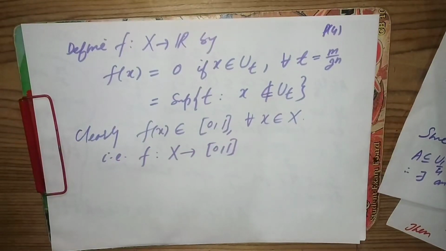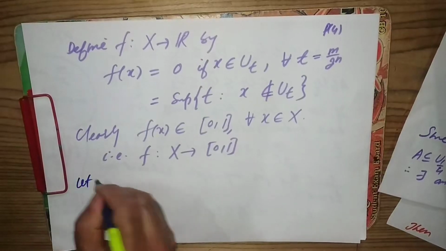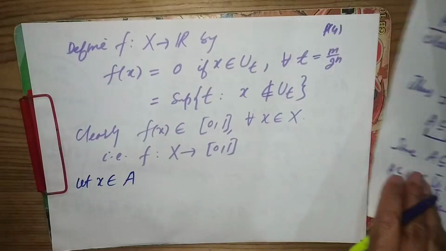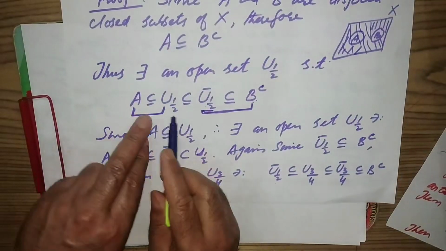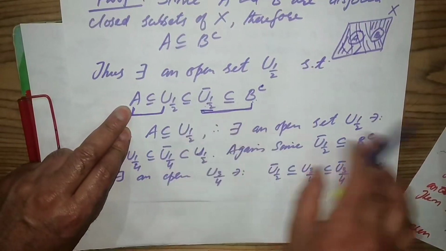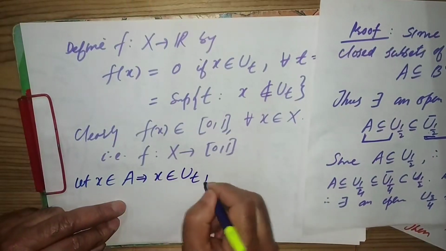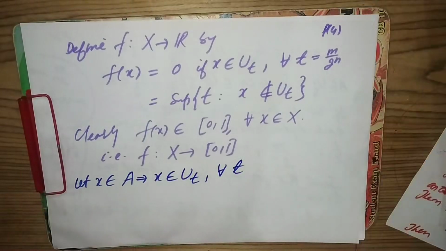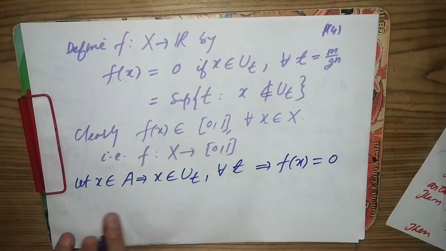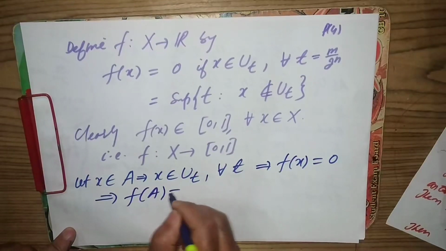Now we see that this function maps each point of A onto 0. So let's choose any point of A. Let X belong to A. Whenever X belongs to A, it is in every U_t, because A is a subset of each U_t. So X belongs to U_t for all t, and whenever X belongs to U_t for all t, it implies that f of X is equal to 0. Therefore f maps each point of A onto 0, in other words f of A is equal to 0.